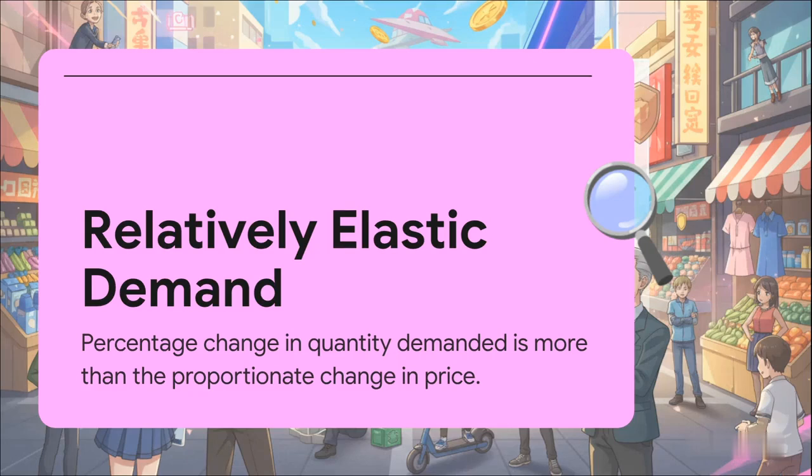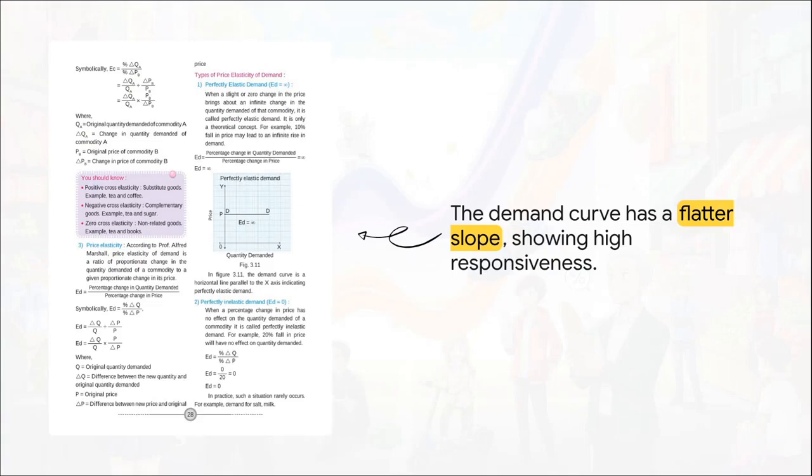All right, now we're moving into the more common scenarios you see in the real world. First up is relatively elastic demand. This is when demand is super responsive. A little percentage drop in price leads to a much larger percentage increase in how much people want to buy. This is really typical for things we don't absolutely need, like luxury cars or designer clothes. And the key thing to see here is that the demand curve is a lot flatter. Just notice how that small drop in price leads to a really big jump in the quantity demanded. It's just very, very responsive.